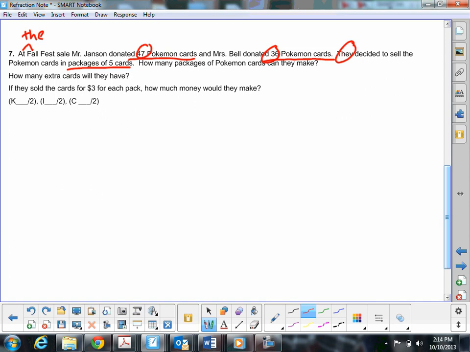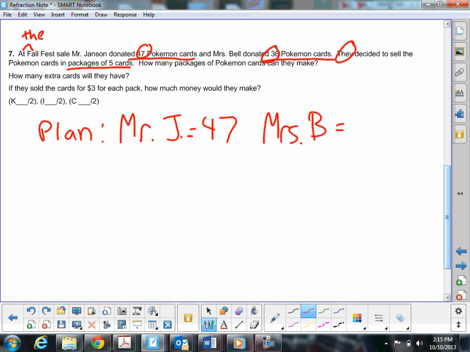So first off, plan. I'll just say Mr. J equals 47, Miss B equals 36, and you add those together. 47 plus 36 equals: 7 plus 6 is 13, carry the 1. 1 plus 4 is 5, plus 3 is 8. 83 cards in total. But they put them in packages of 5.